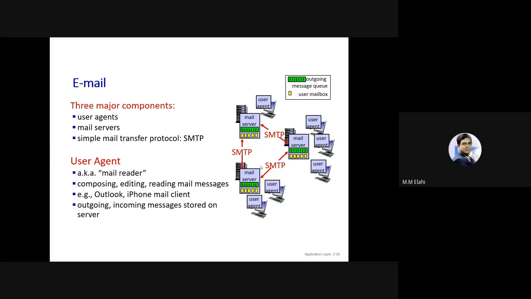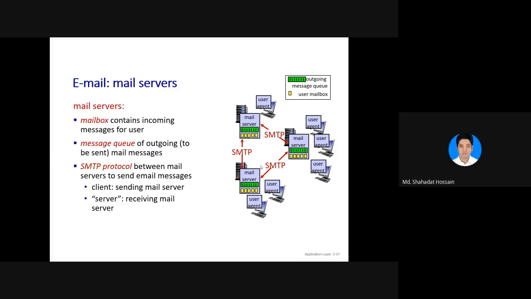As I said, the user agent is the mail reader. It can also be called a mail reader. It enables us to compose, edit, and read mail messages. In our case, that is using a browser. But in other cases, you can use Microsoft Outlook, and there is different software for iPhone. What's the main function of the user agent? Handling outgoing and incoming messages stored on the server.